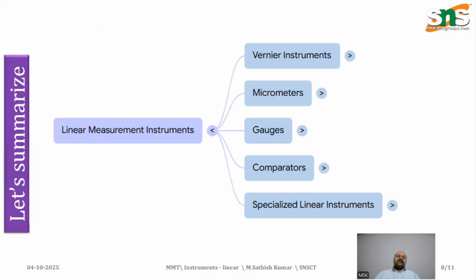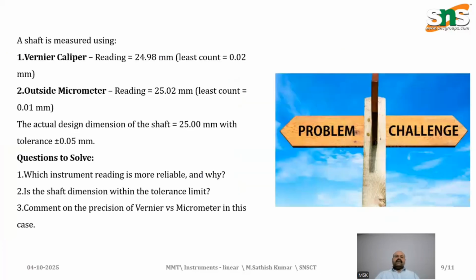Let us have a small recap of what we studied in the previous slide. Here, linear measuring instruments are categorized into Vernier instruments, micrometers, gauges, comparators, and specialized linear instruments. We have a small challenge here. A shaft is measured using a Vernier caliper which has a reading of 24.98 and an outside reading of 25.01. The actual dimension of the design is given, and you need to understand and solve these three questions here.